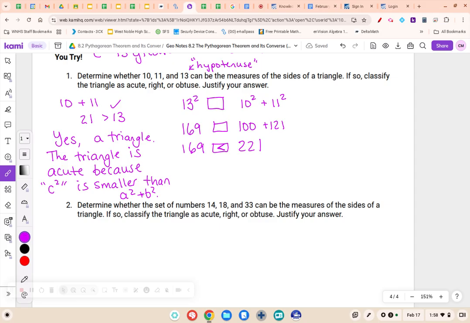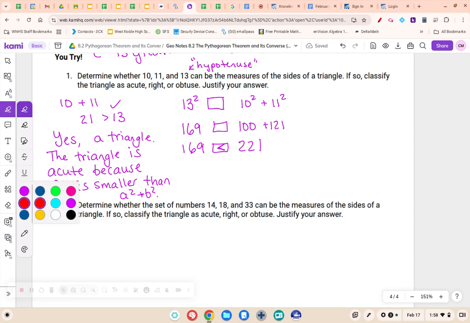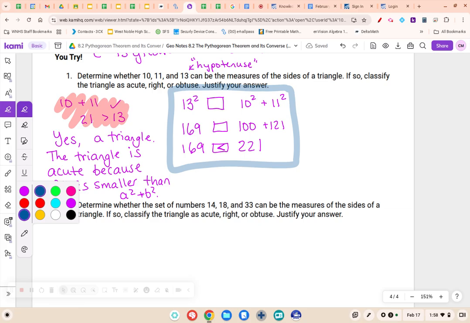Reminder to keep these separate from each other, guys. This math tells you if it's a triangle or not. This math tells you if it's right, obtuse, or acute. Don't mix them up, okay?